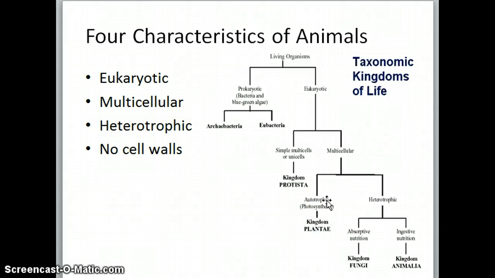Heterotrophs obtain nutrients from outside sources, in other words, by eating. Finally, animal cells do not have a cell wall.